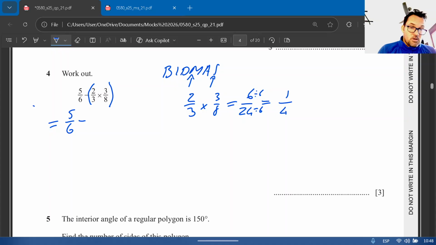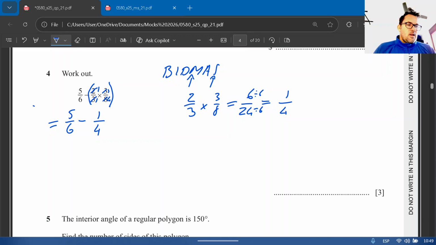Or another thing you could do is simplify before you multiply. We can divide this 3 and that 3 by 3, that will make it a 1, and divide this 2 by 2 and that 8 by 2. And then we just go straight. 1 times 1 is 1, 1 times 4 is 4. That's the multiplication done.